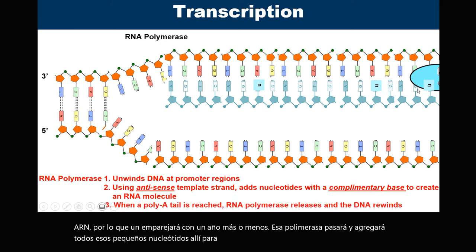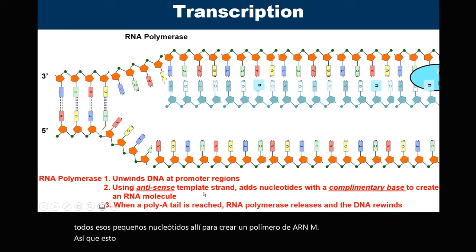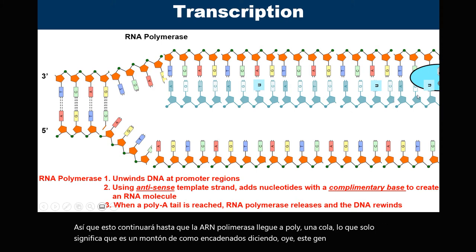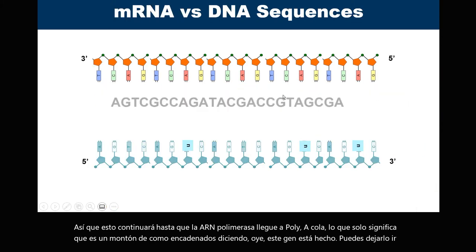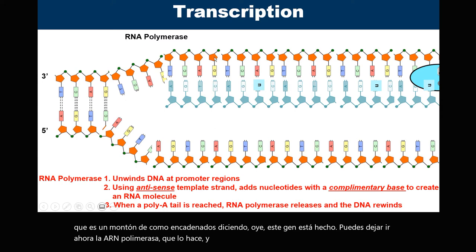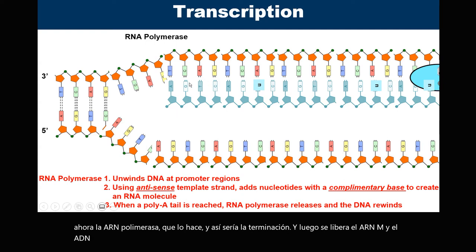So this will continue until that RNA polymerase reaches a poly A tail, which just means it's a bunch of A's strung together saying, hey, this gene is done, you can let go now, RNA polymerase, which it does. So that would be the termination, and then the mRNA is released, and the DNA can reanneal to itself, and we have created a separate mRNA molecule that was transcribed from that double-stranded DNA. So that would complete the process of transcription.